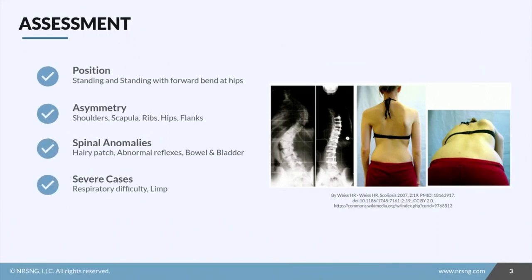When you are doing an assessment for scoliosis, the first thing to know is that you've got to have that patient take their shirt off. And this is so that you can actually see their entire back. You need to see their shoulders, their back, all the way down their spine to the tops of their hips.